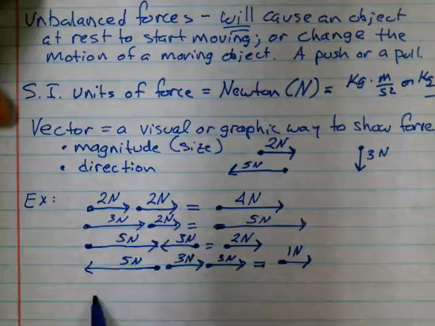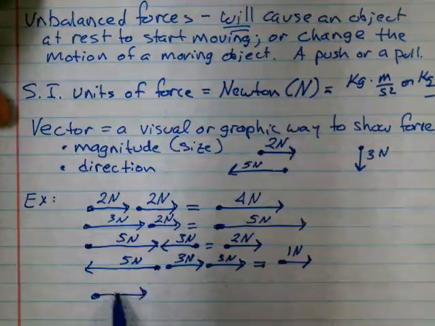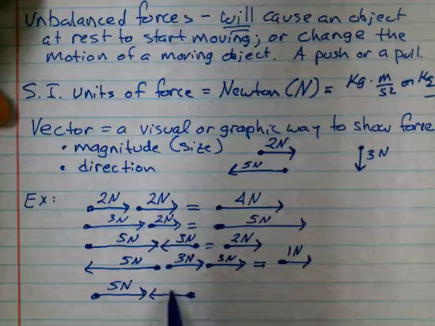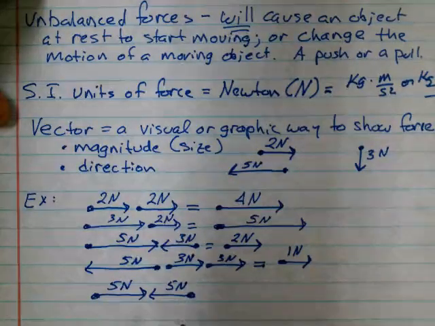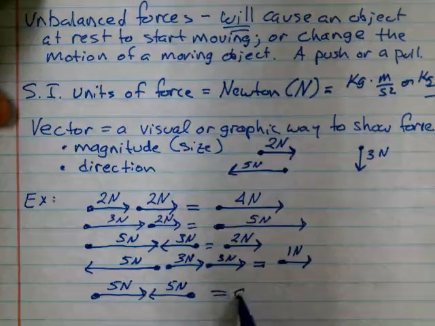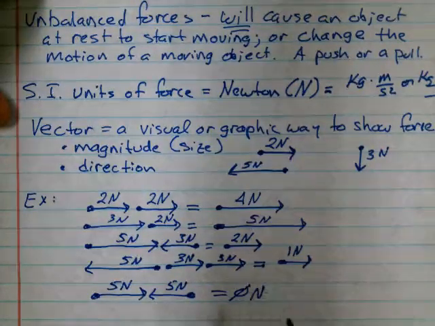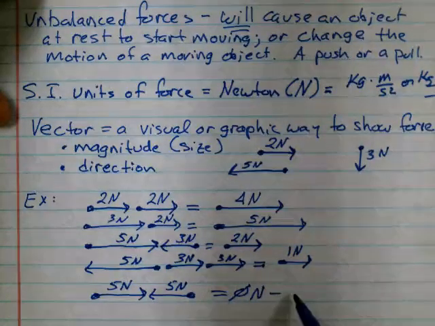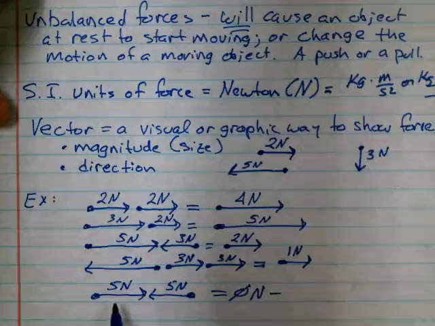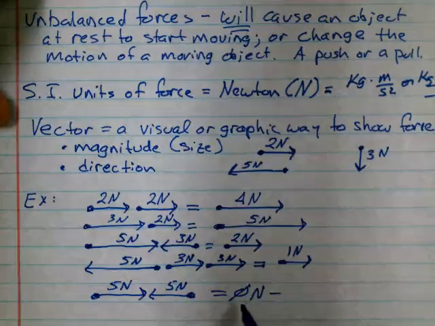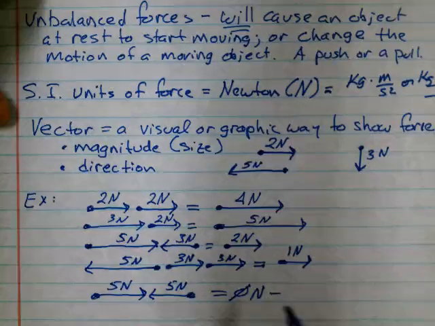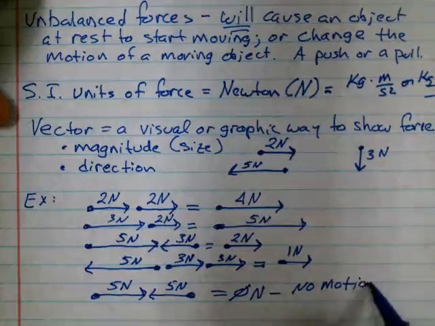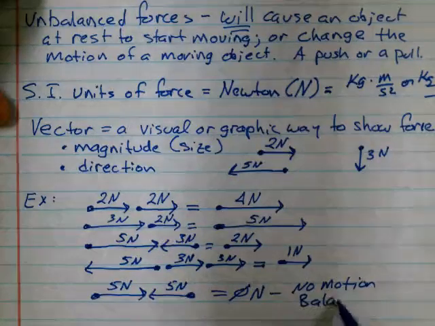And here's our last one. If we have a 5 Newton force going to the right and a 5 Newton force going to the left, the resultant would be 0 newtons, which would give us a balance. These forces are balanced, 5 to the right and 5 to the left gives us a resultant of 0 newtons, which means we have no motion because we have balanced forces.